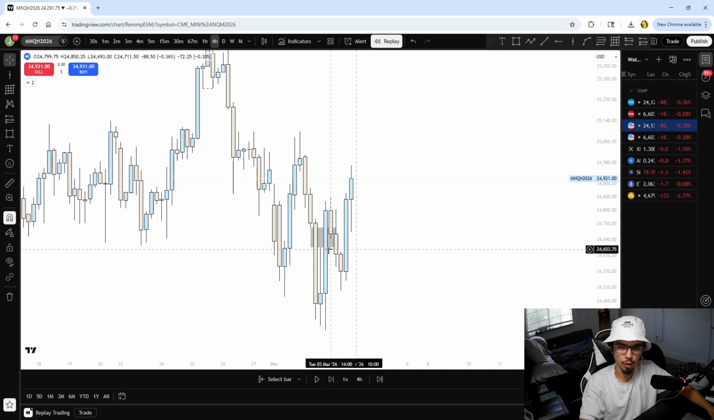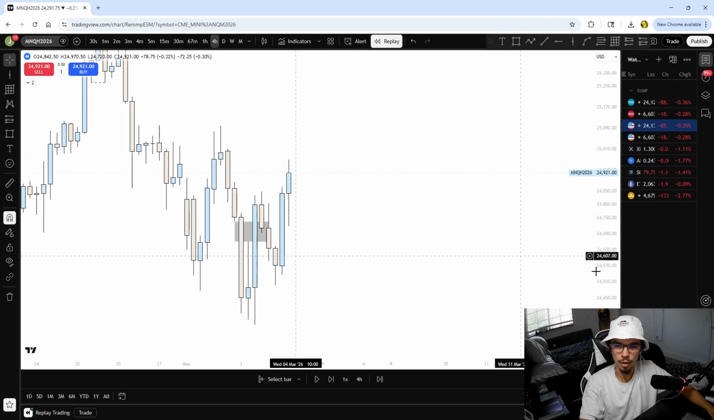So what is that telling us? On the lower time frames, we're probably just chopping around. This probably isn't the best of price action. These candles aren't that big on the 4 hours, so there's probably not a lot of volatility there.